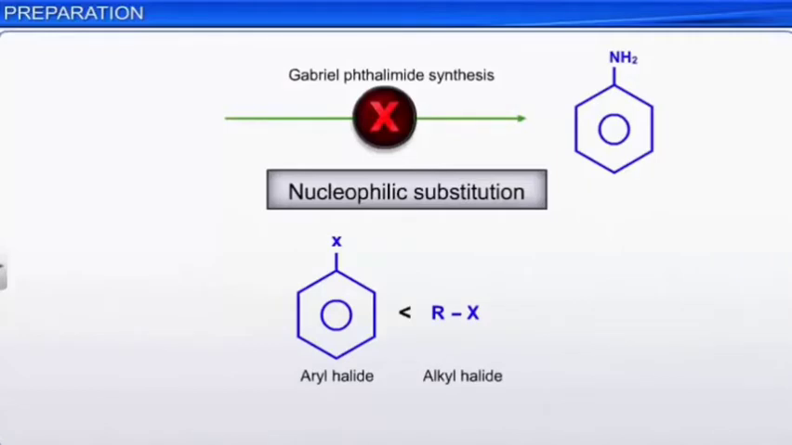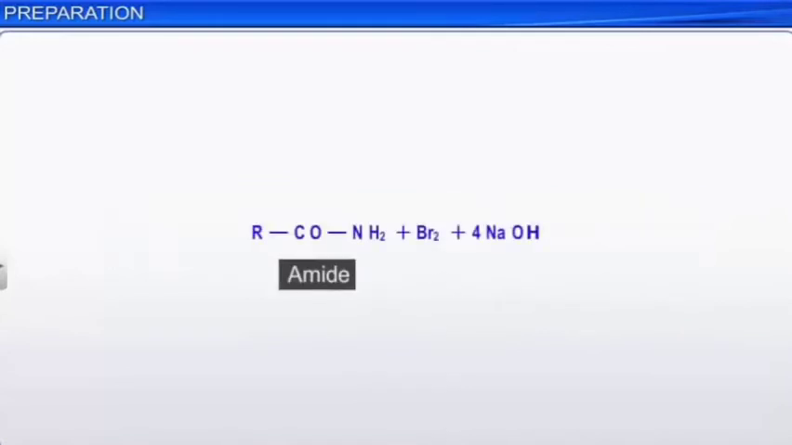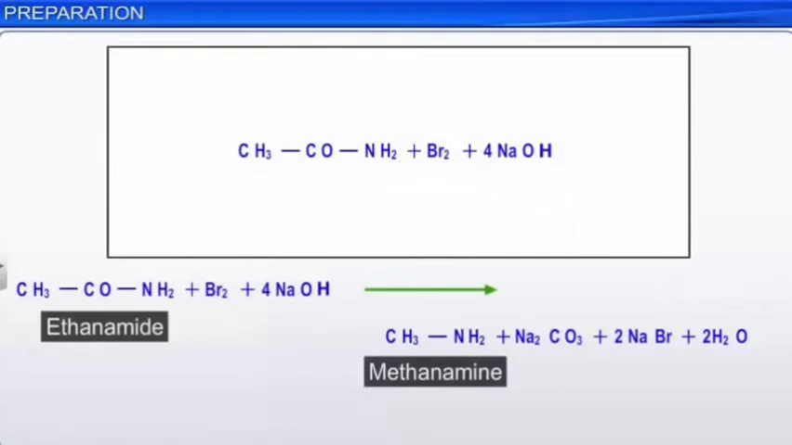Let us look at yet another important method for the preparation of amines. Hofmann's bromamide degradation reaction. Hofmann developed a method for preparing primary amines by treating an amide with bromine in an aqueous or alcoholic solution of sodium hydroxide. For example, ethanamide on treatment with bromine in the presence of sodium hydroxide gives methanamine.